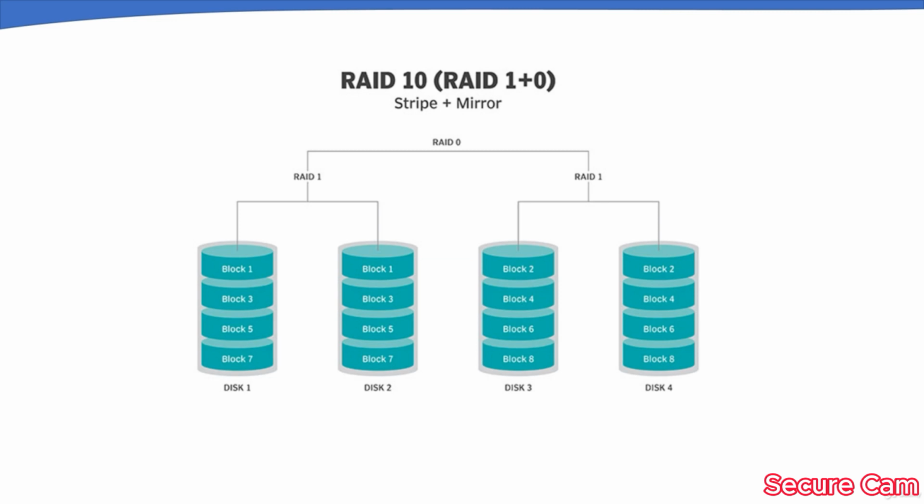RAID 10, or combination of RAID 0 and RAID 1. It is possible to combine the advantages of RAID 0 and RAID 1 in one single system, as shown here. Using RAID 0, data blocks are first striped over each set of drives and the same data blocks are mirrored over each set of drives using RAID 1.